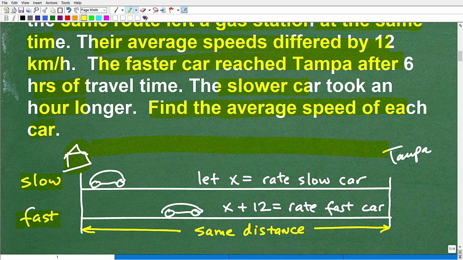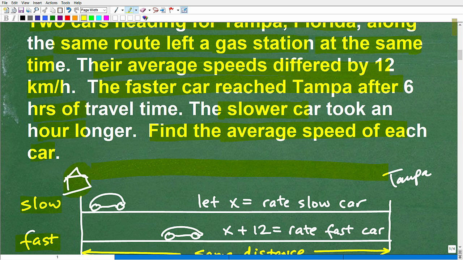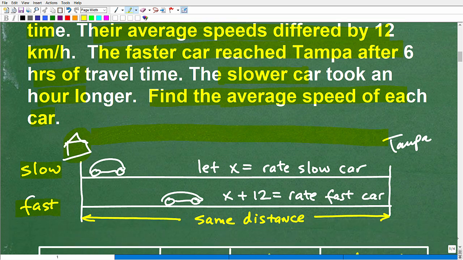Now you can see here, one of the cars took 6 hours. The other one took another hour longer to get there. But we'll get into all that in a second. Let's just get a general idea, graphically, of what's going on. So here we've got the gas station. Here's Tampa. We've got a slow car. We've got a fast car.